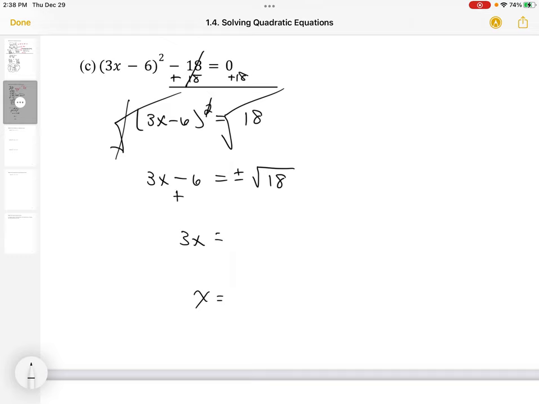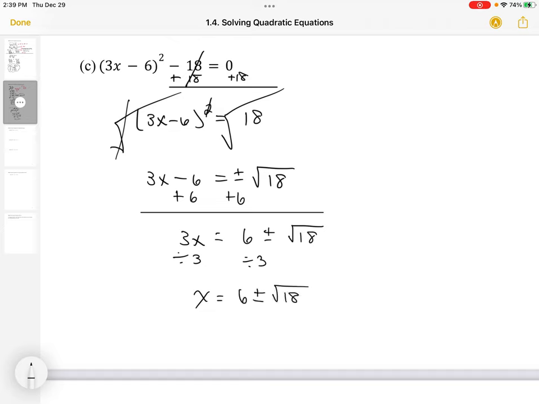Now I'm going to work to get my 3x alone. I'm going to add 6 on both sides. This becomes 6 plus or minus the square root of 18, remembering that there are two answers there. And now to get my x term alone, I'm going to divide both sides by 3. And I'm going to write this as 6 plus or minus the square root of 18 divided by 3. I'm going to circle this as my answer, or box that in as my answer, knowing, though, that that is not simplified. So I want to talk a little bit about simplifying this.